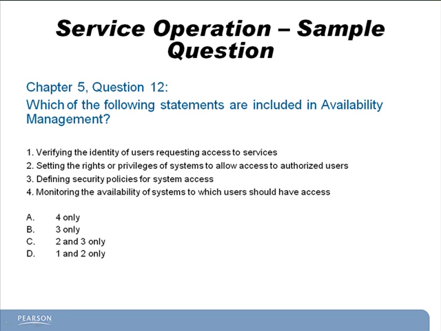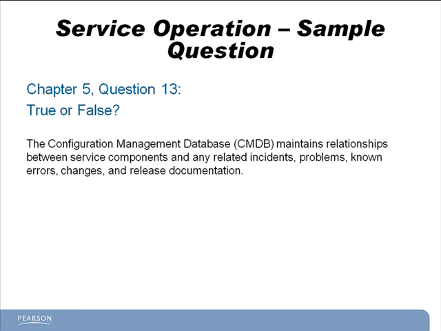Question 12. Which of the following statements are included in availability management? Choose your answer from A through D. The answer is A. Question 13. True or false? The Configuration Management Database, or the CMDB, maintains relationships between service components and any related incidents, problems, known errors, changes, and release documentation. The answer is false. They're looking for the CMS, not the CMDB.